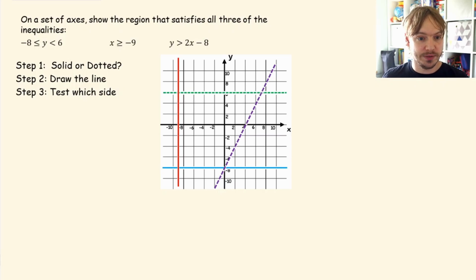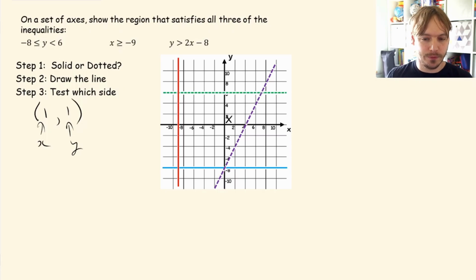So all we have left to do is the step 3 test which side. Now when we tested before, we picked a point and we plugged it in and we decided did it fit the rule or not. I'm actually going to make my life a little easier by picking the same point and testing it in exactly the same way every time. And it's convenient to pick a nice easy point. So I'm going to grab this guy right here, the coordinate 1, 1. So x is 1 and y is 1. I'm just going to go through these lines one at a time. I'm going to try it out and see whether it follows the rule or not.